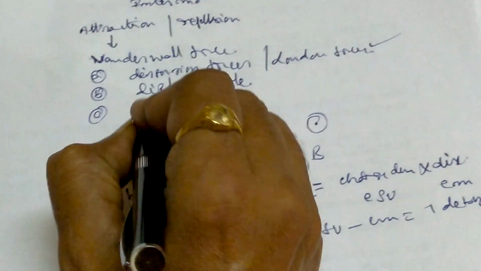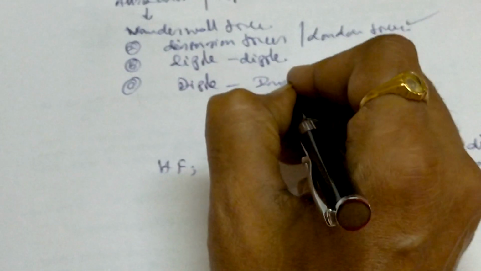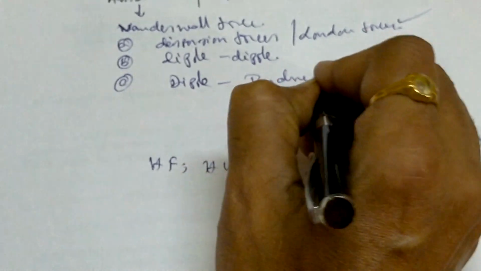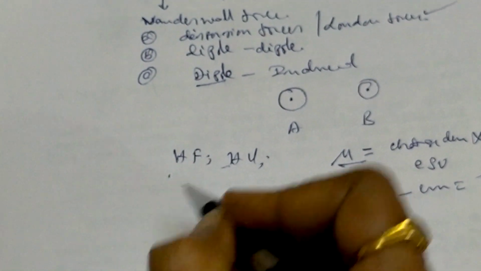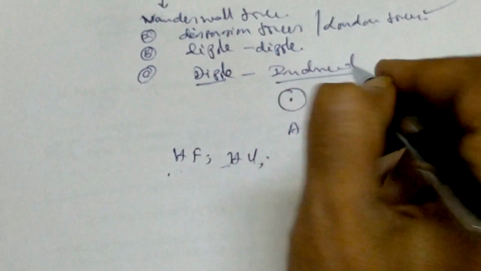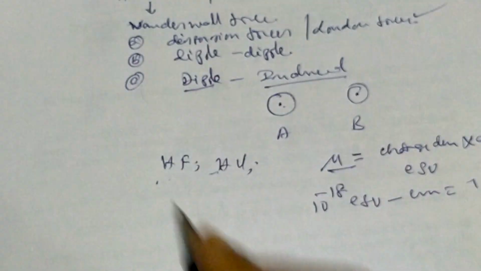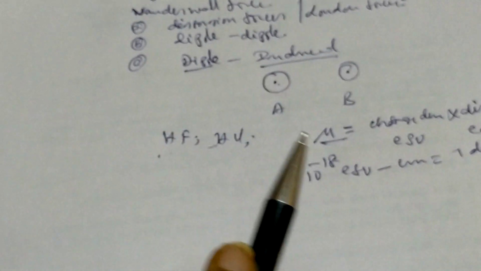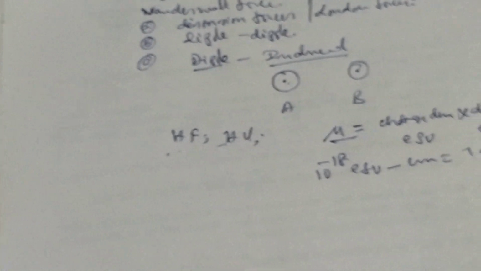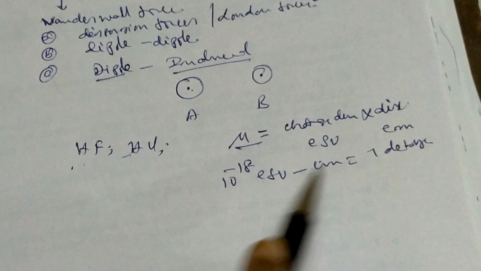The third category is called dipole-induced dipole. Name itself is very easy. Induced dipole means one molecule has a permanent dipole like HF, HCl and all this. Because of this, another non-polar atom gets an induced dipole moment. So there the attractions are called dipole-induced dipole. So these are the three varieties of the main attraction forces, and another one is hydrogen bonding. These are the intermolecular forces.